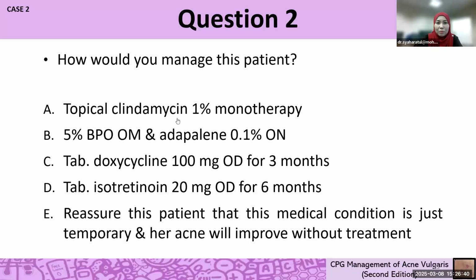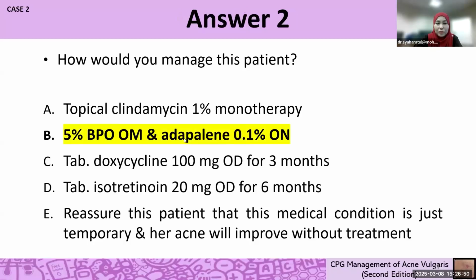So A, topical clindamycin. Not many answered A, but majority is B. Some answered C. Right, so I would give this patient topical treatment first because if you remember, she doesn't have many pustules. It's mainly closed comedones. So we can try topical treatment first. If it fails, then only you can add on doxycycline.